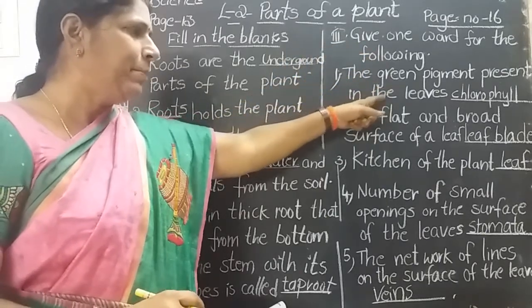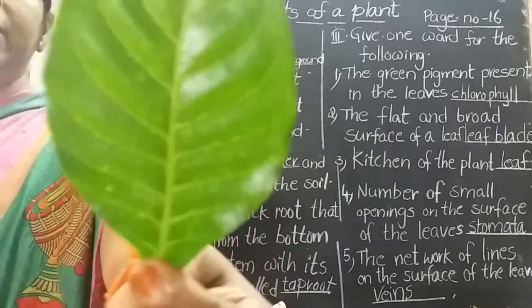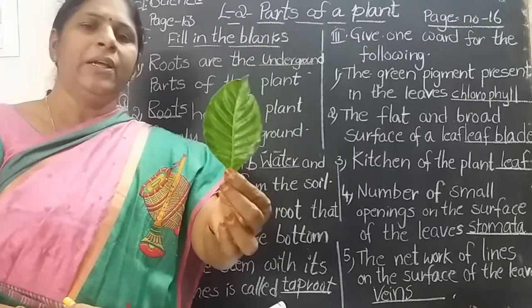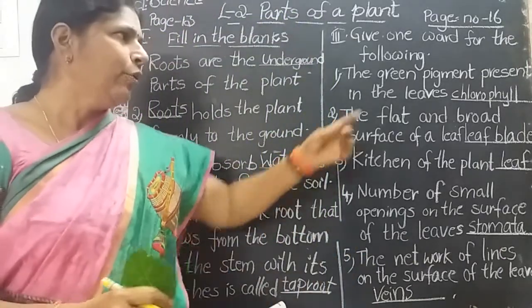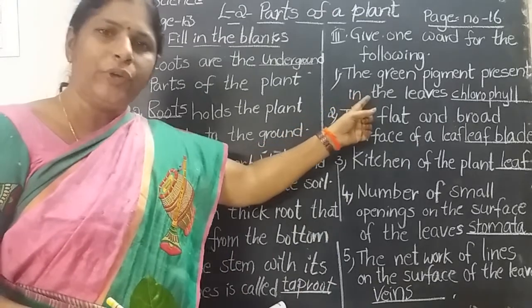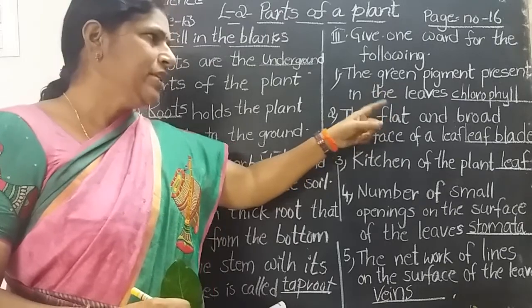The green pigment present in the leaves. Why are the leaves green in color? The green pigment present in the leaf is called chlorophyll. What is the green pigment? Chlorophyll. Chloro means green, phyll means leaf. Green leaf. Is it clear?